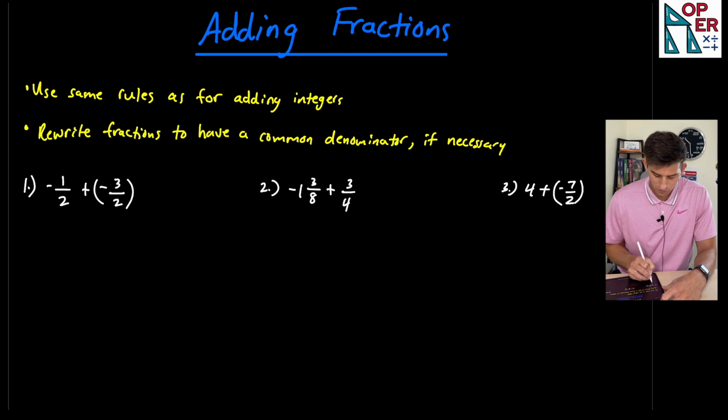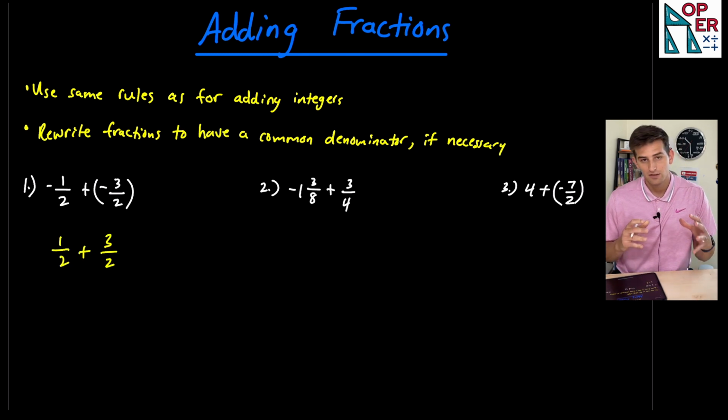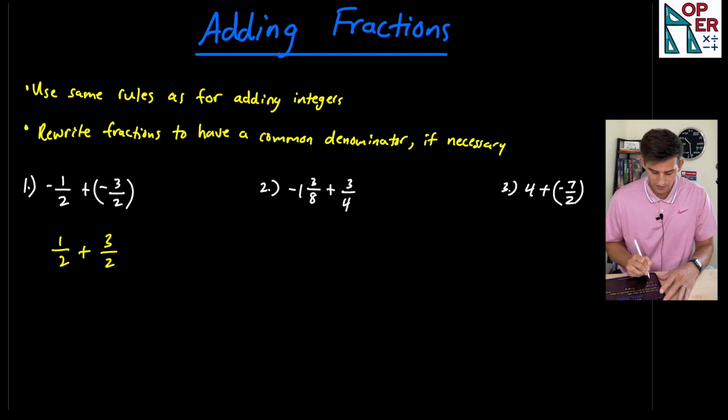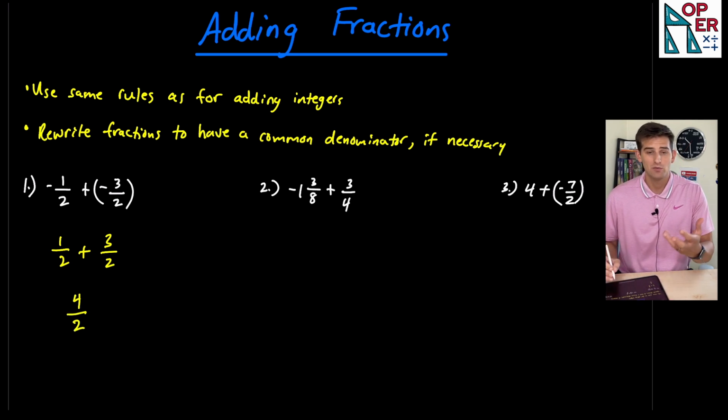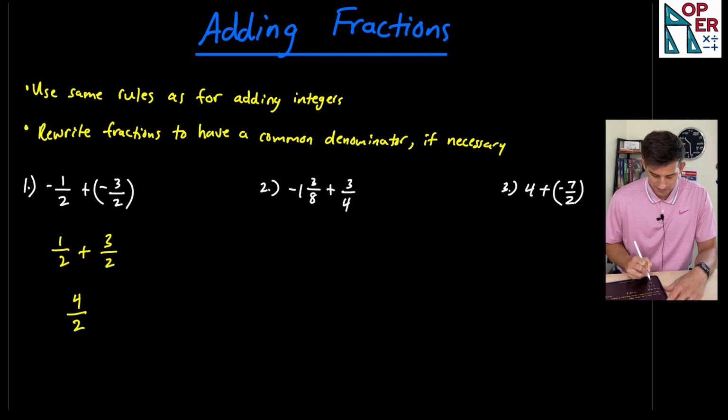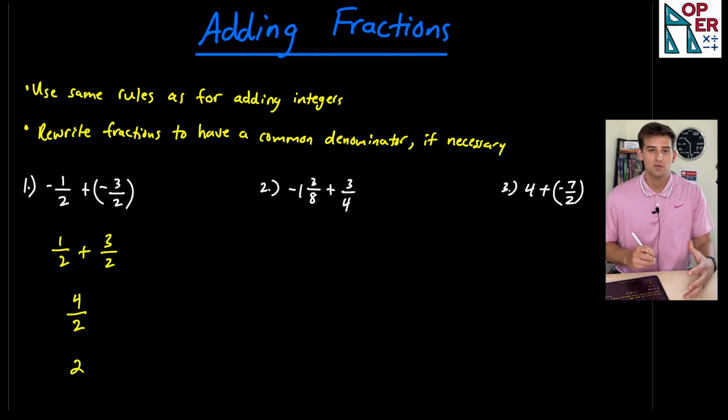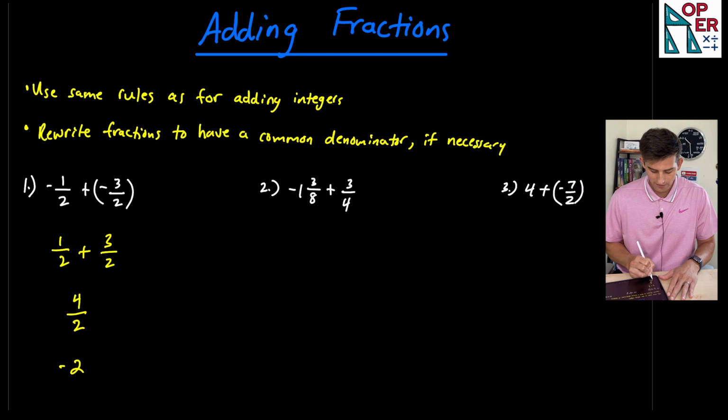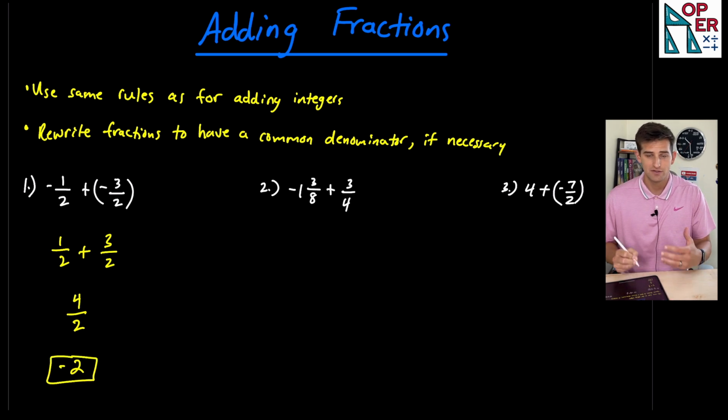So I have -1/2 plus -3/2, and the denominators are already the same, they're already common, so I can just add straight across. 1 plus 3 would be 4, and we keep the same denominator. And now we can think, okay, well 4 divided by 2 is actually 2. And now we go back and we say, okay, we added 2 negative numbers, so our sum, our final answer, also needs to be negative. And so the final answer would be -2.